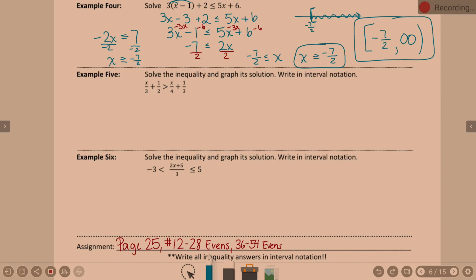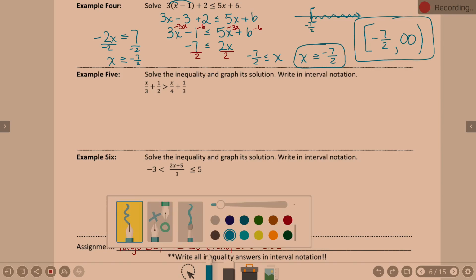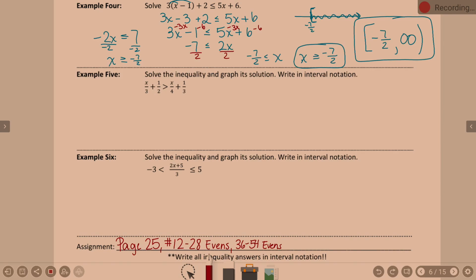Okay, two more examples. Example 5. Solve the inequality and graph its solution. Write in interval notation. So, what are your thoughts as you look at example 5? That's a lot of numbers. I thought he was going to say a lot of fractions. Well, yeah, it's a lot of fractions too.